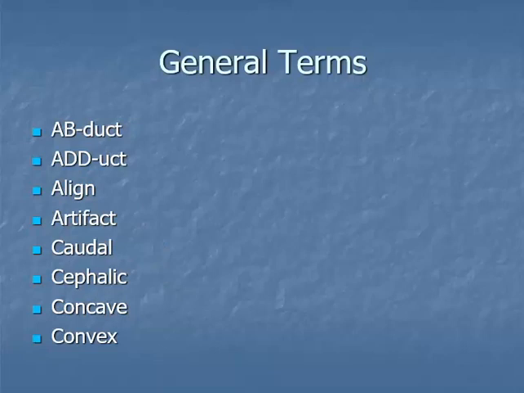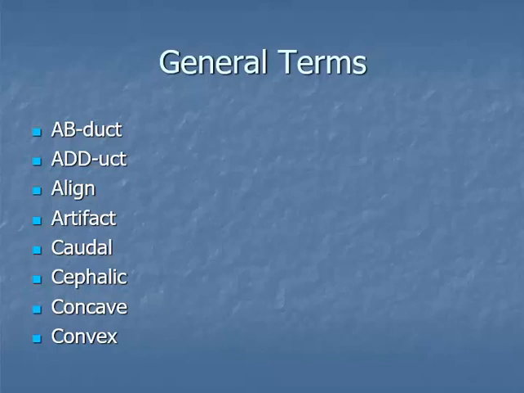So abduct and adduct are the only body movement references where doctors will routinely spell out a portion of the word just because they sound so familiar or so similar. You know what alignment is, you know what an artifact is, artifact being just anything on the image that should not be there. They can be indwelling artifacts, they could be external artifacts, imaging artifacts, equipment artifacts. There's a lot of different types of artifacts.